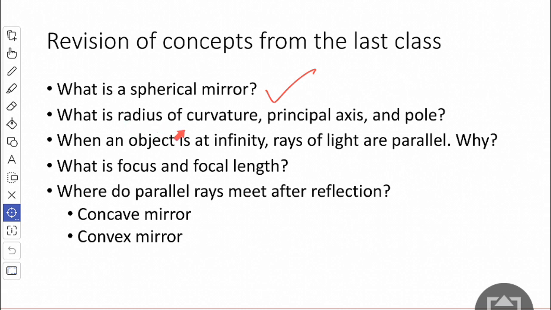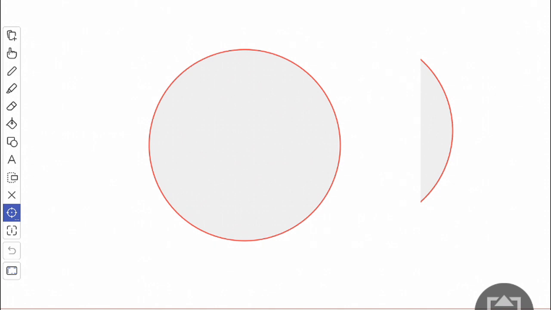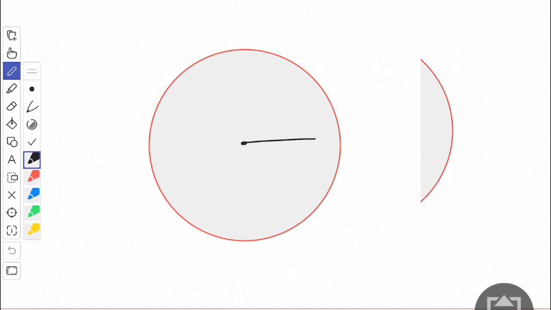Next question. What is radius of curvature? What is the principal axis and what is the pole? So what is the radius of curvature? Pretty straightforward. Right? Thought about it? Okay, so radius of curvature is nothing but, so this mirror is part of the sphere. So the sphere has a radius. Whatever is the radius, let's say the sphere has a radius, or radius is r.